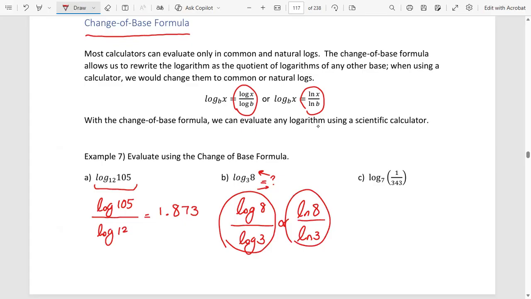And you can use the ln key this time. So we say ln of 8 divided by ln of 3. And the answer is 1.893 if you round it.